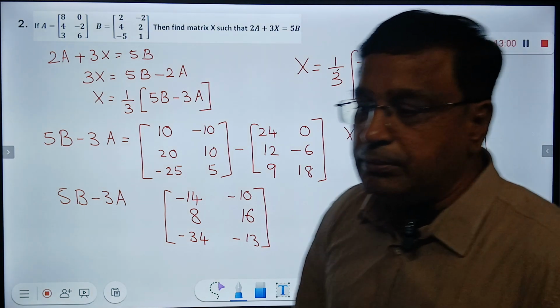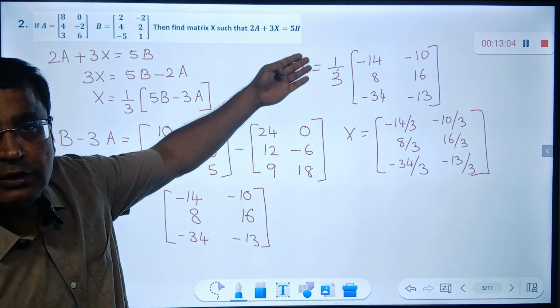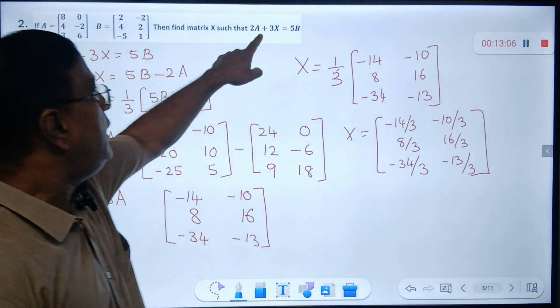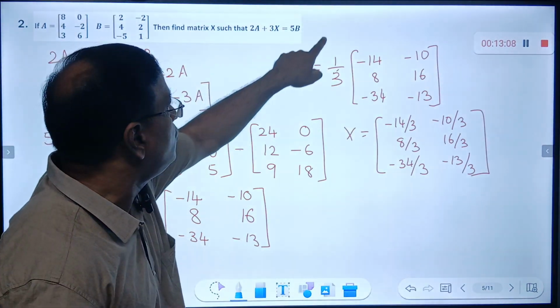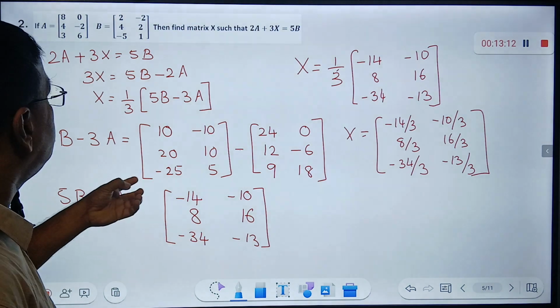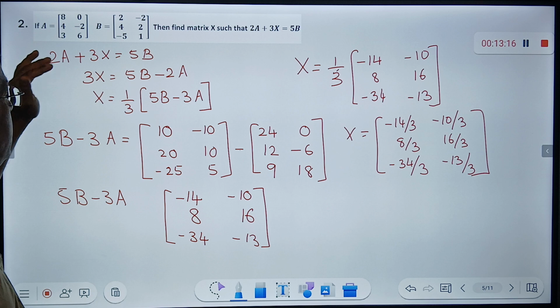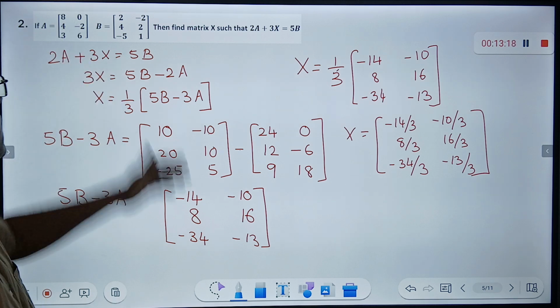So using matrices, it is very much possible for us to solve linear equations. It's like a linear equation where I have 3x is equal to 5b minus 3a and I find x. So here I also used a new idea that when a scalar is multiplied to a matrix, the scalar gets multiplied to each and every element in the matrix.